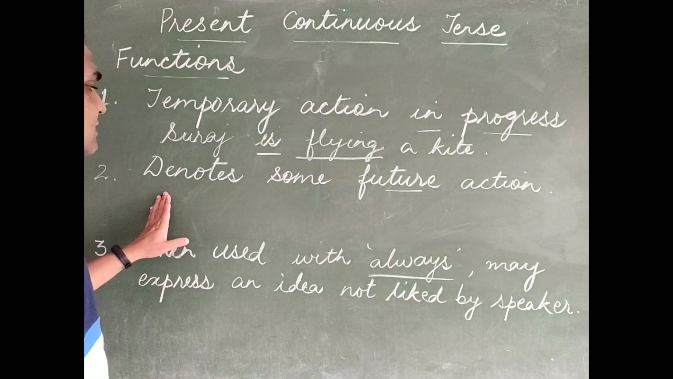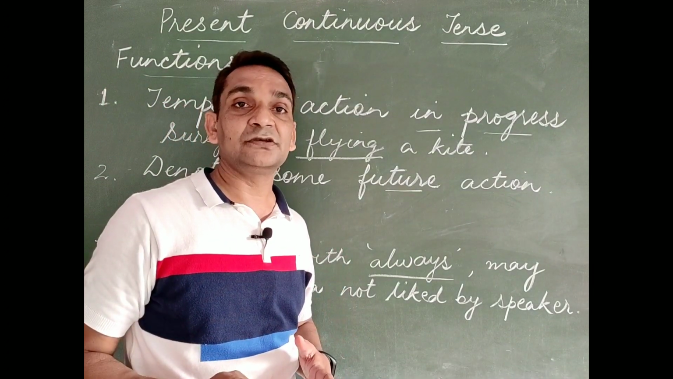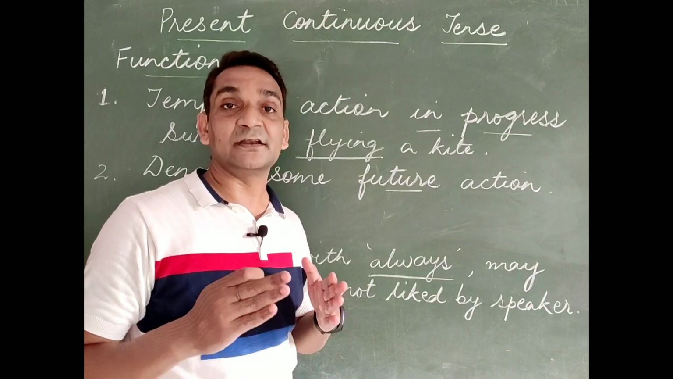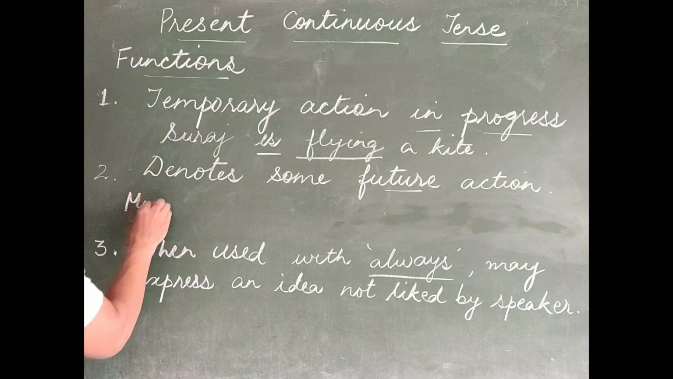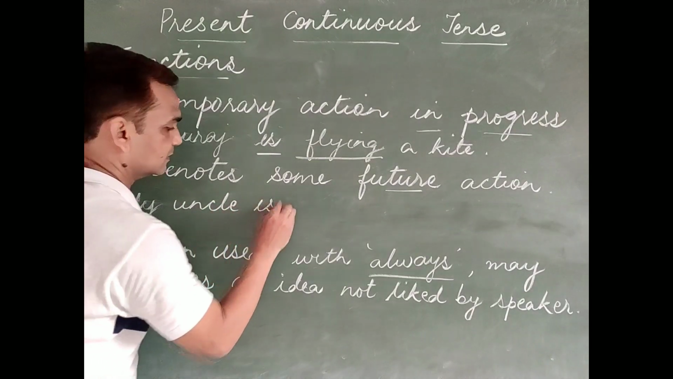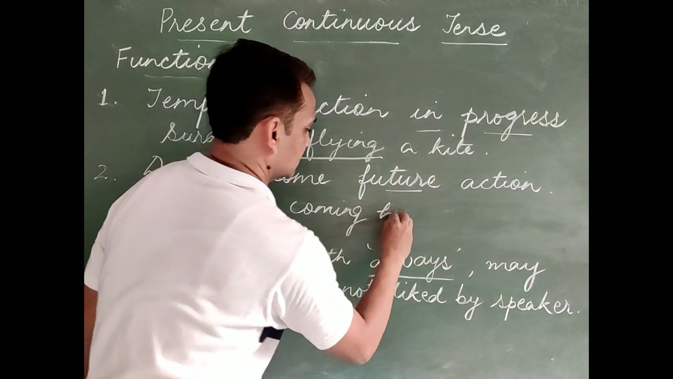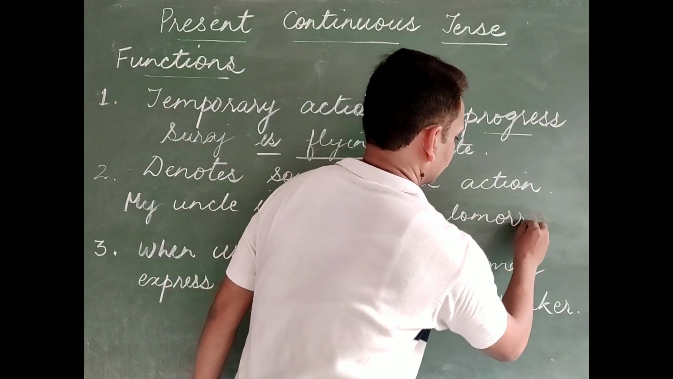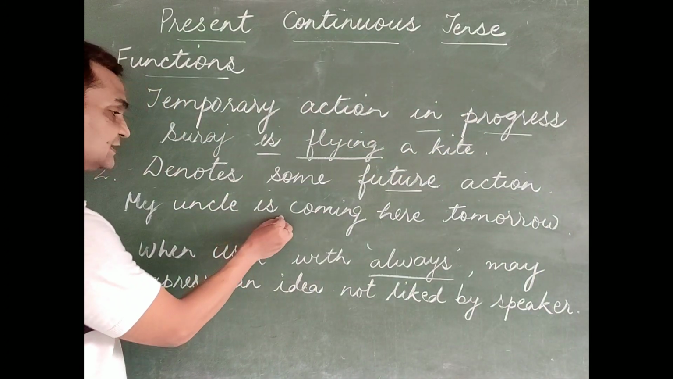The second function is it denotes some future action. Now the future action can be denoted in present indefinite as well as present continuous tense. How? Let us see. My uncle is coming here tomorrow. Now the sentence is in present continuous.